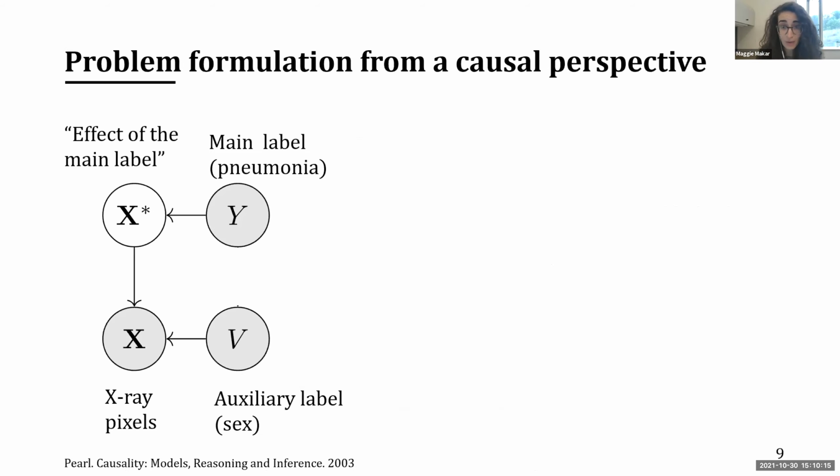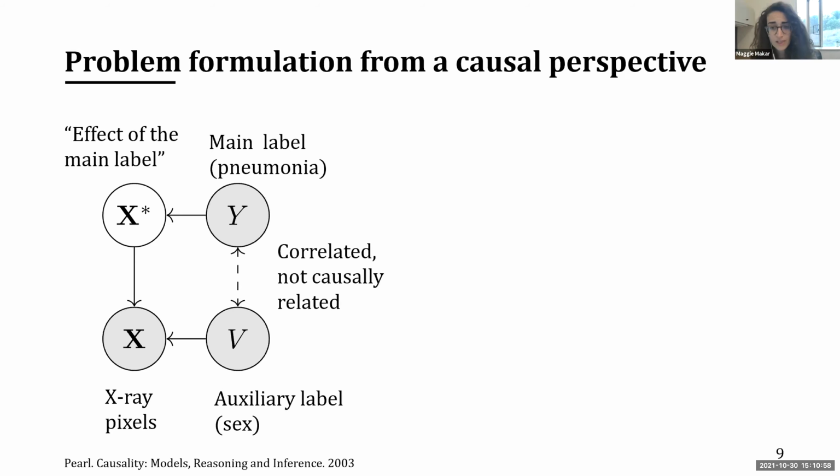Before we ask that question, we should ask, what does it mean to look at this problem from a causal perspective? We'll start by defining the causal directed acyclic graph, or causal DAG. The DAG is just a graph where solid arrows encode causal relationships between variables. Shaded nodes in the graph mean the variable is observed. White nodes are unobserved. We've already introduced Y and V. X here is the pixels of the X-ray. And we see that the main label affects X through this variable X star, which is unobserved. You can think of this X star as the visual cues that are characteristic of pneumonia in our example.